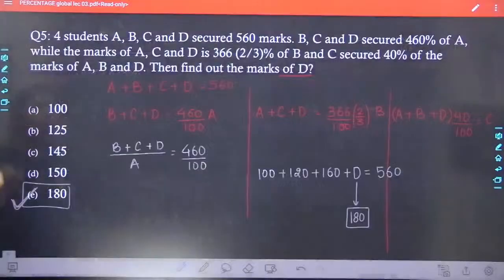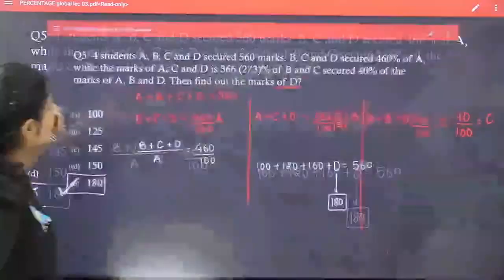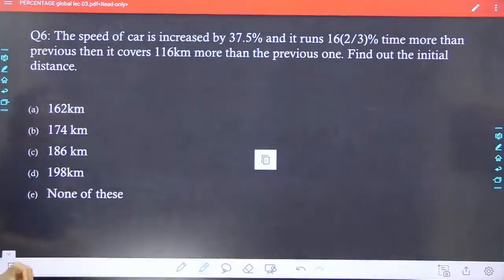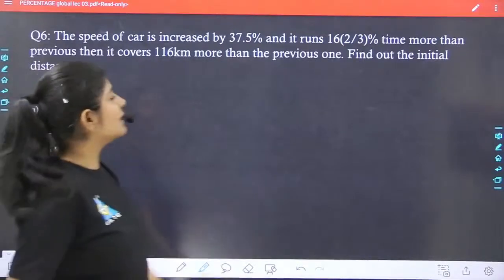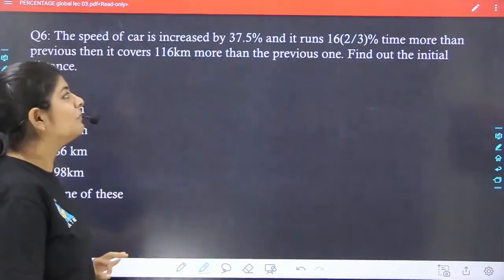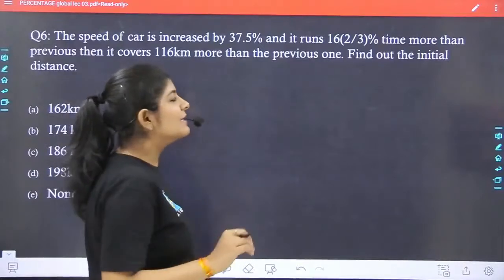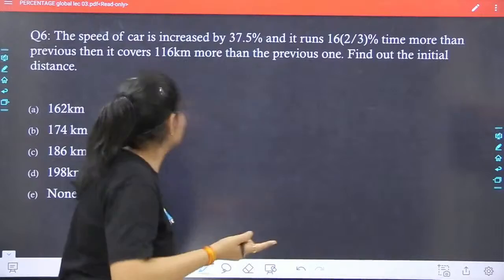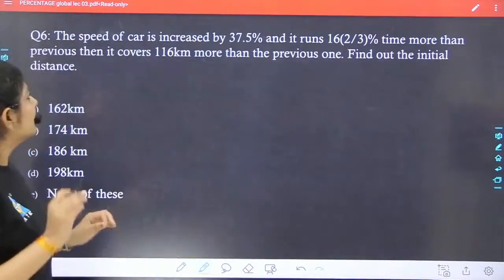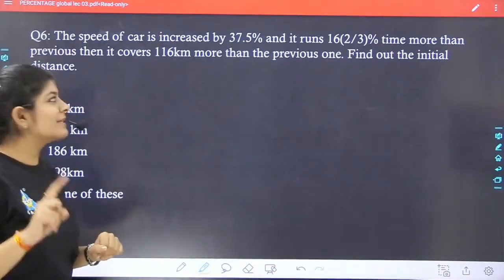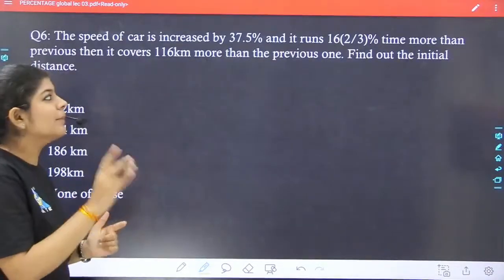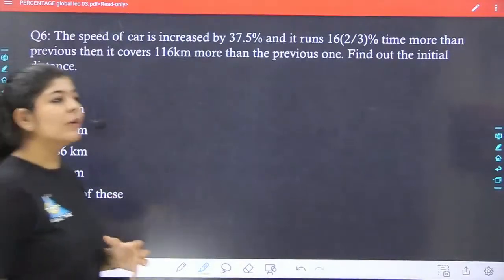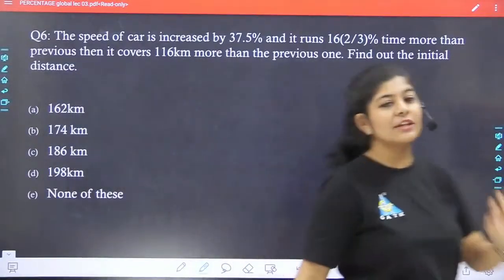Now let's move to the next question. Question number 6. The speed of a car is increased by 37.5% and it runs 16 2 by 3% time more than the previous one. Then it covers 116 kilometers more than the previous one. Find out the initial distance. What we have to do is calculate the initial distance.